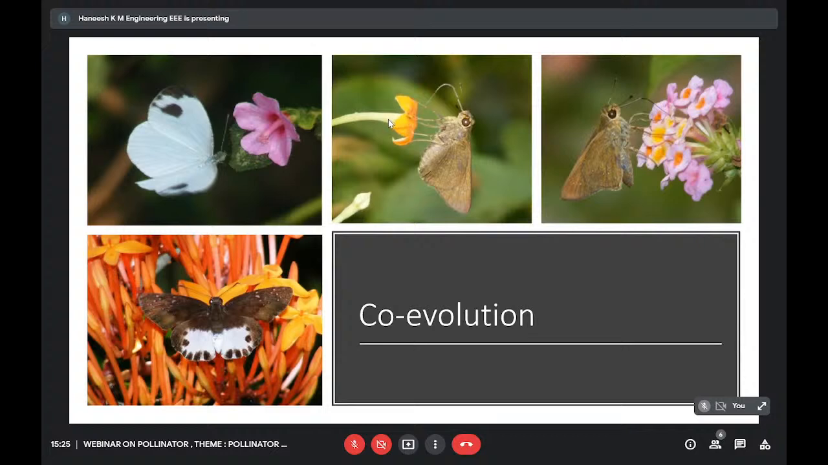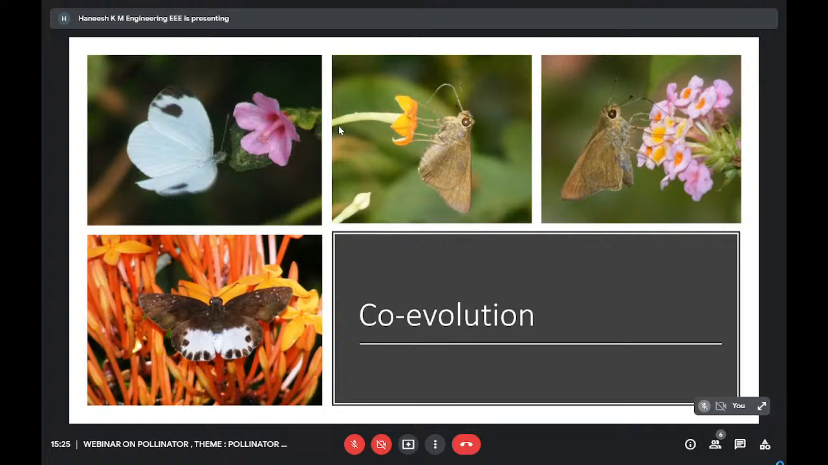So they are attracting such butterflies. While they are drinking the nectar, some of the pollen will get stuck to their body parts. So when they go to some other flowers of the same kind, they'll be transferring this pollen there. And this is what is known as co-evolution.